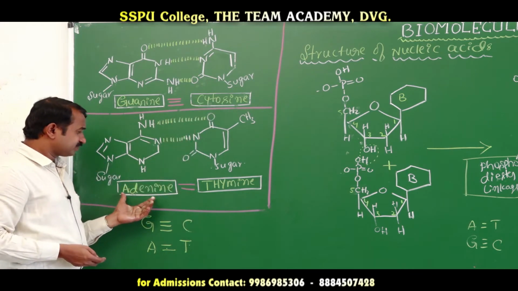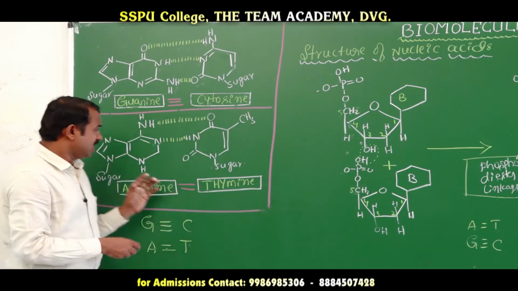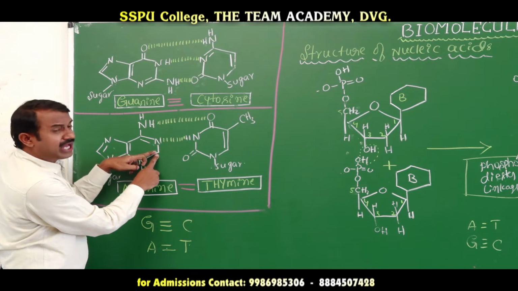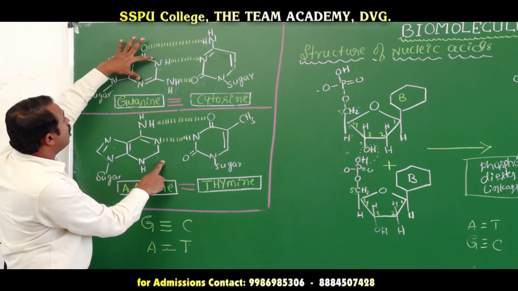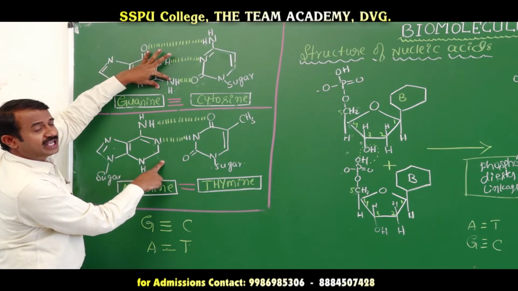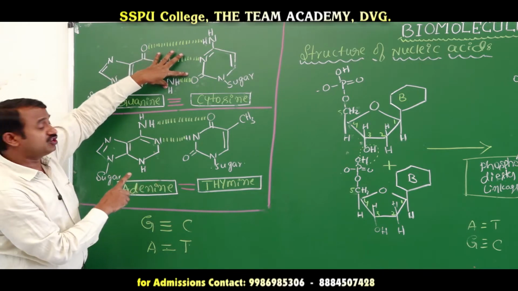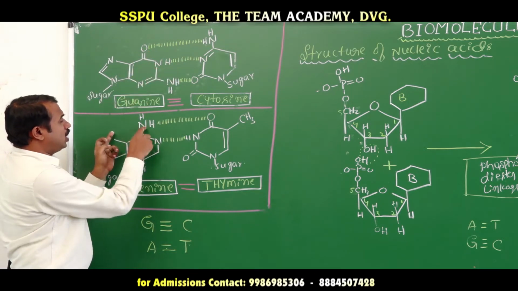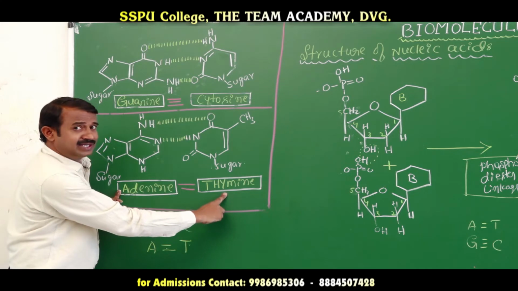Coming to here, adenine and thymine. Adenine here does not have an NH2 group. Here guanine has an NH2 group. That's why it forms 3 hydrogen bonds. Here there are only 2 hydrogen bonds between the adenine and thymine.